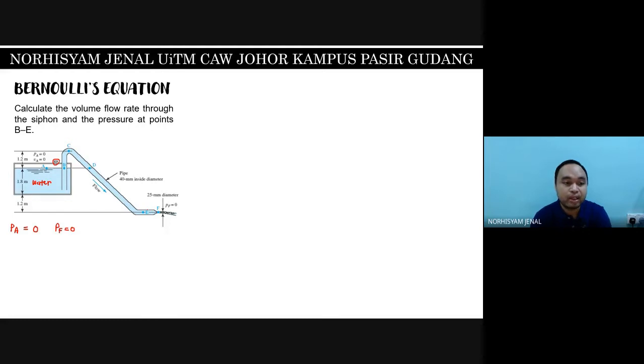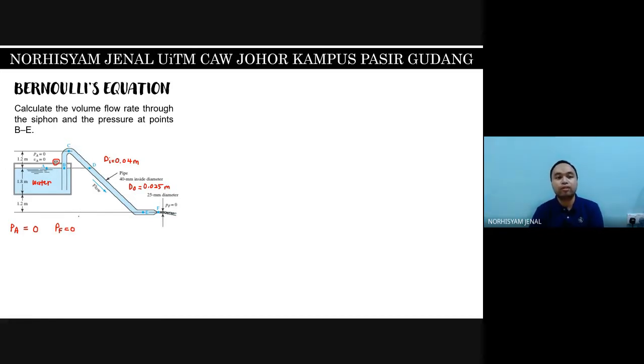Okay, and then we know the diameter over here is 40 millimeter, so let me change it into meter. So this should be 0.04 meter. And this should be 0.025 meter. This is DI. This is DO. Okay, and now we are ready and can start the calculation.